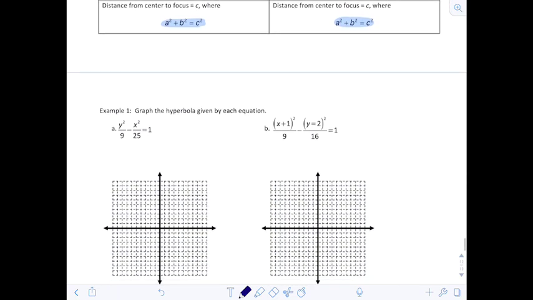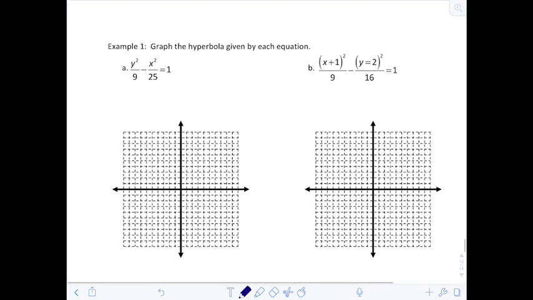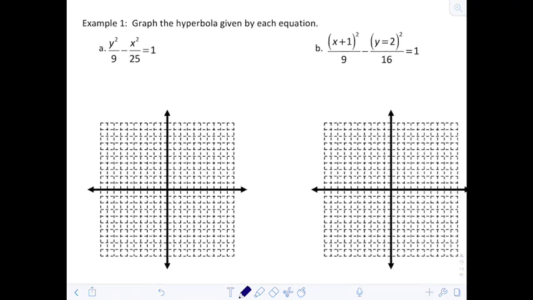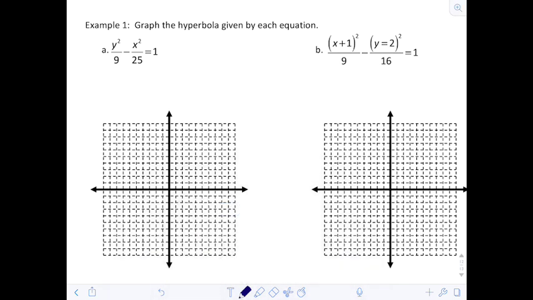Okay, so now let's work some examples and graph these. Okay, so graph the hyperbola given by each equation. All right, so we first have y squared over 9 minus x squared over 25 equals 1. So we know that now with a hyperbola, the first denominator is always a squared. So a squared is 9, making a 3. 25 is my b squared, making b 5.